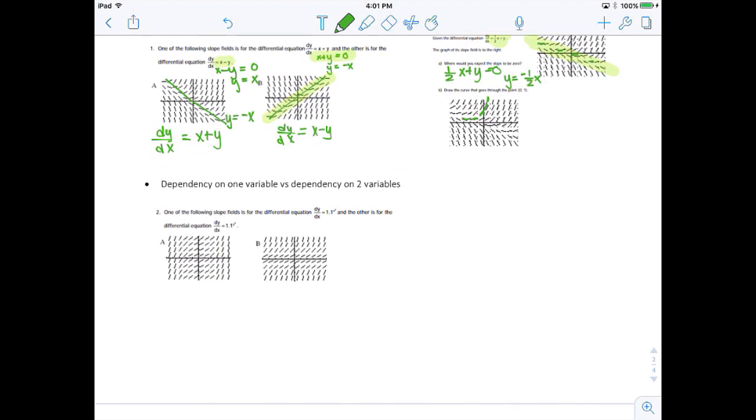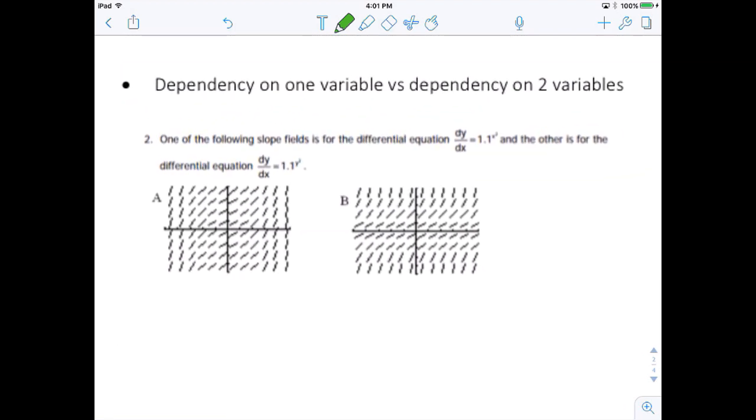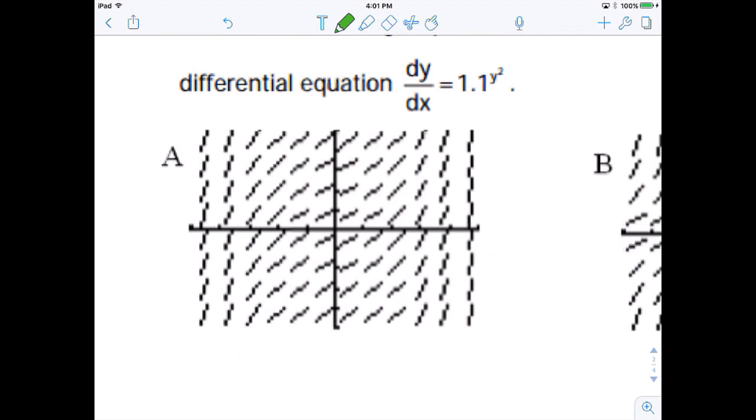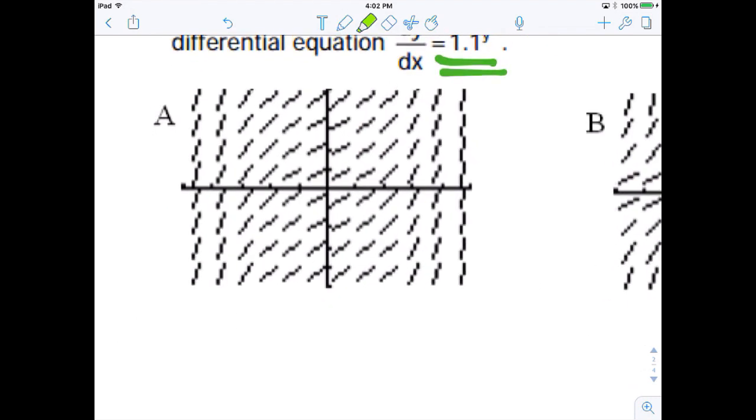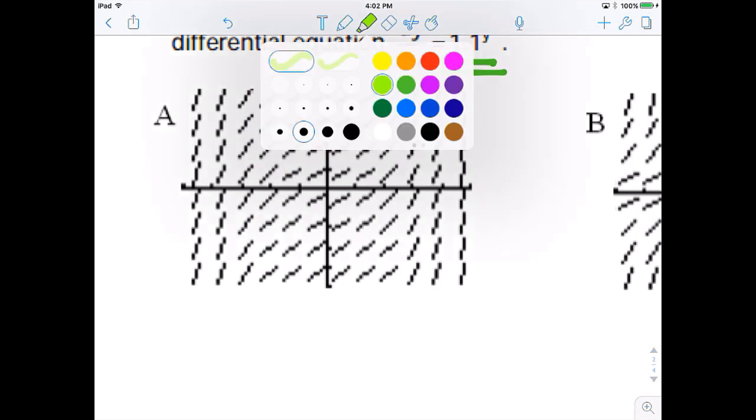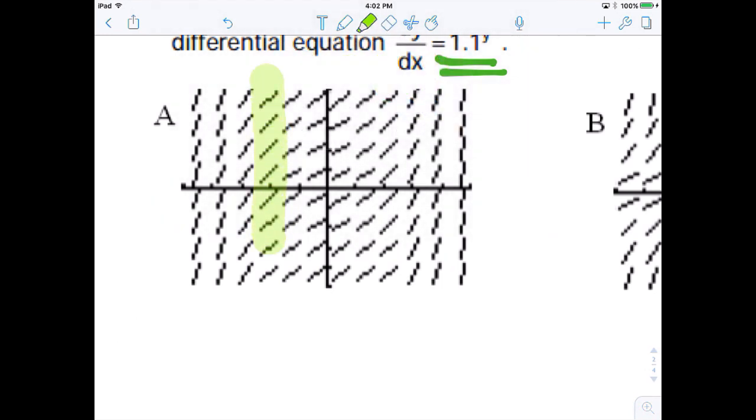The next thing that I would look at if you're looking at slope fields is dependency on one variable versus two variables. And the way to really look at this is to look at your values and ask what is making it change, right? So let's say that I look at this one, and they told me one of these was only dependent on x, and one of these was only dependent on y. So here's how I look at it. I would look vertically at one row. Let me make my highlight a little smaller so we can zoom in a little bit more on this.